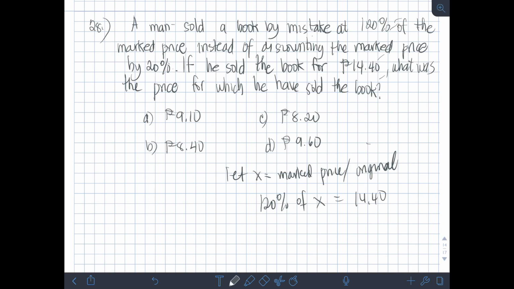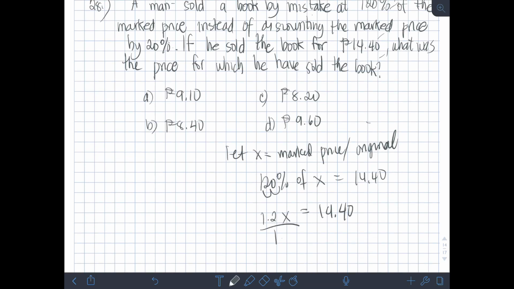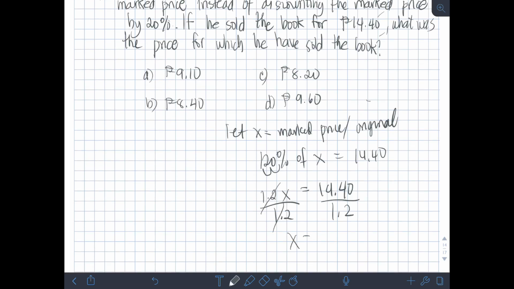Or itong 120%, pwede natin gawing decimal. Move natin tong decimal place to the left ng dalawa. So, we have 1.2 times x, which is the original price, is equal to 14.40. Now, para ma-solve si x, divide natin both sides by 1.2. So, therefore, x is equal to 12. So, therefore, yung original price ay 12 pesos.